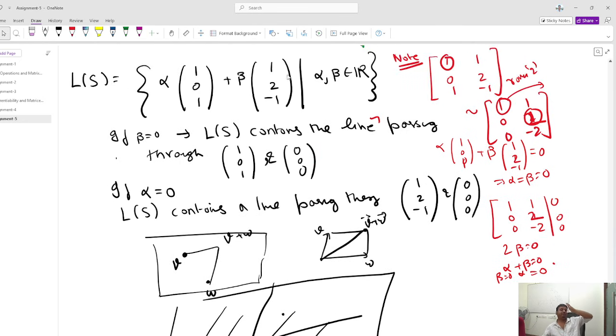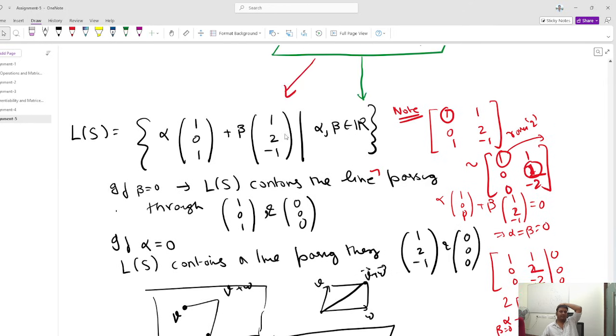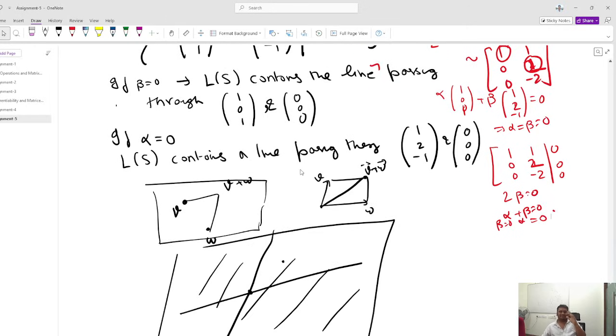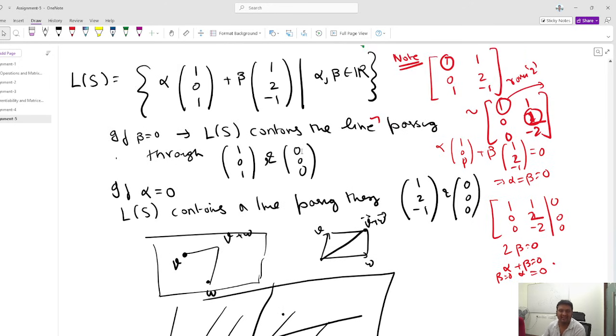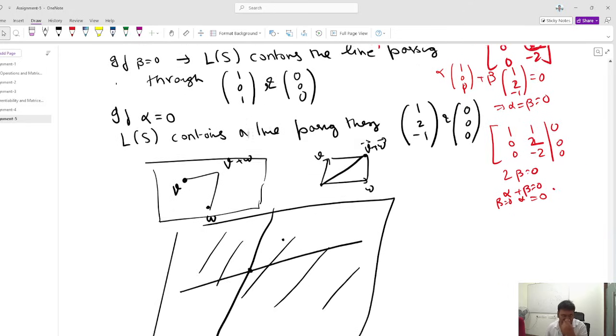Because if 1, 2, minus 1 depended upon the vector 1, 0, 1, then it would be just the span of a single vector, right? In that case, it would be a line. So two linearly independent vectors, what are they giving you? They are giving you a plane in R3. I hope this is clear.